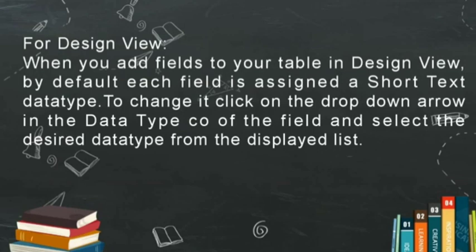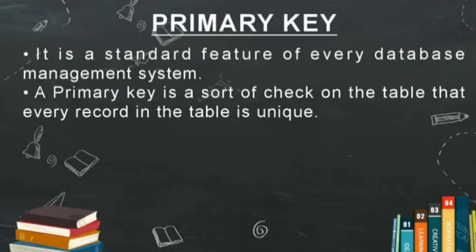Now students, you would have noticed that whenever you create a blank database, the first field gets its field name automatically, which is ID, and its data type is auto number. When you open this table in design view, you will see a key icon present beside ID. This key icon is known as primary key.